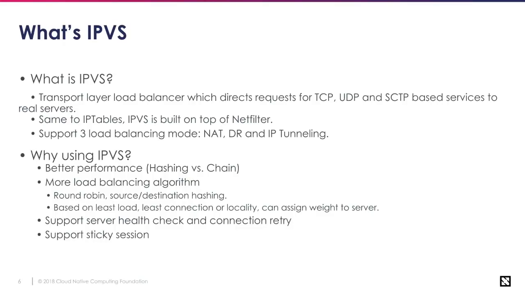And IPVS supports 3 load balancing modes: the NAT mode, DR mode, and IP tunnel mode. Only NAT mode supports port translation. So in Kube-proxy, we use the NAT mode. Although DR mode is very fast, we use the NAT mode. NAT mode is also very fast. We can achieve almost more than 90% of the performance in IPVS mode, compared with the experimental.